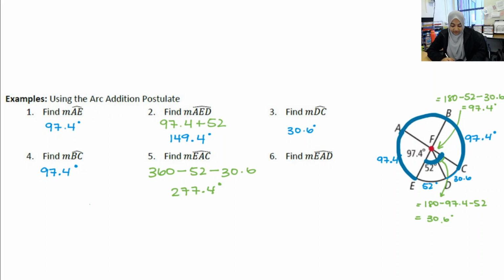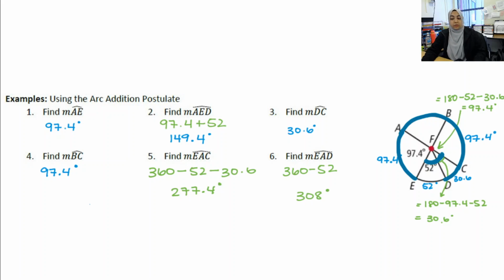The next one says find the measure of arc EAD. So I'm going to go one step further and I'm going to go all the way around to D. Same thing, I'm just going to do 360 minus 52 this time. Okay, which leaves me with 308 degrees. So again, the measure of the central angle is equivalent to the measure of the minor arc that's created.